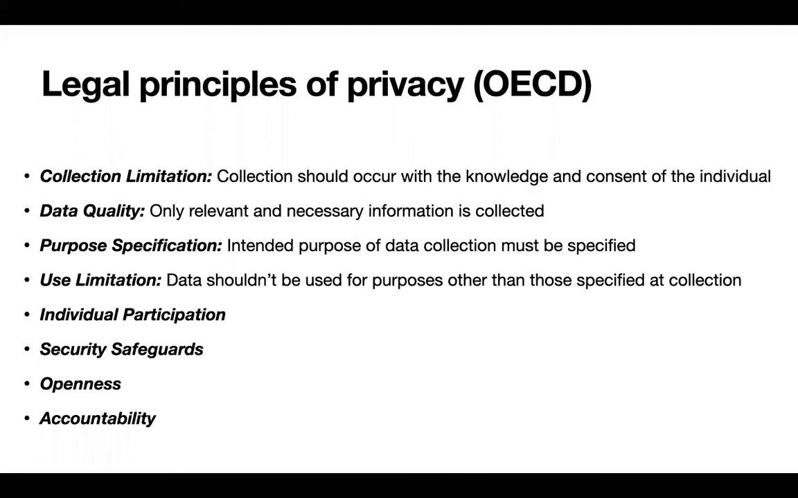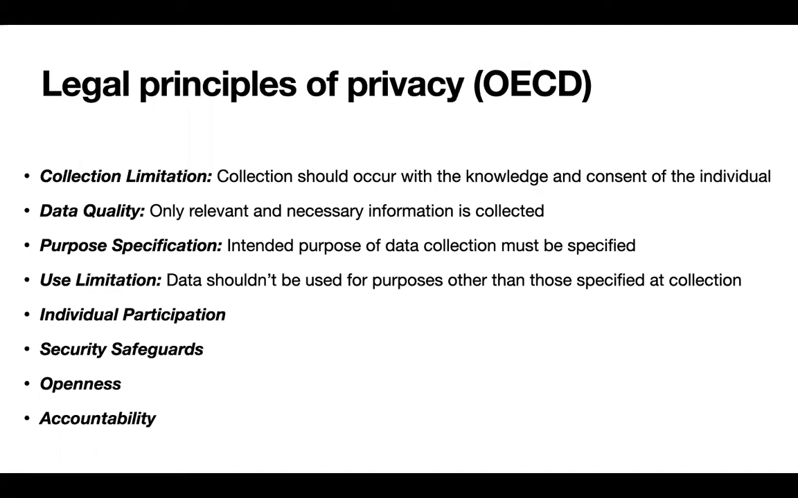The data quality principle says that you should only collect data that is relevant and necessary for the task you are trying to do. So you should not collect irrelevant data. Purpose specification says that when you collect data, the purpose for which you are collecting it should be specified. So you can't just collect without specifying a purpose. And use limitation says that this purpose specification should be respected.